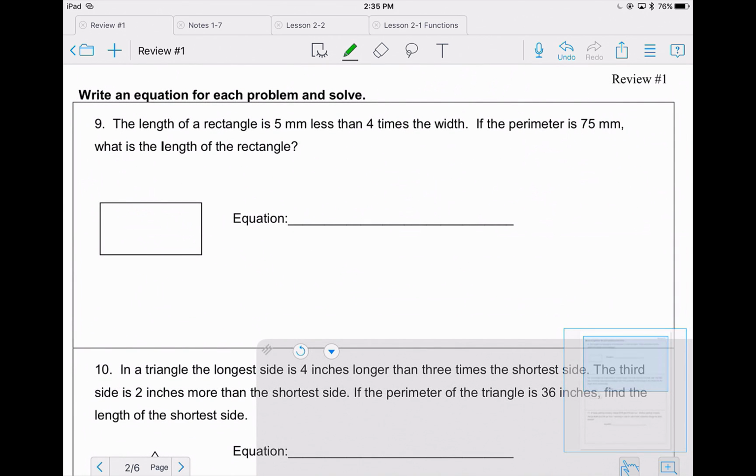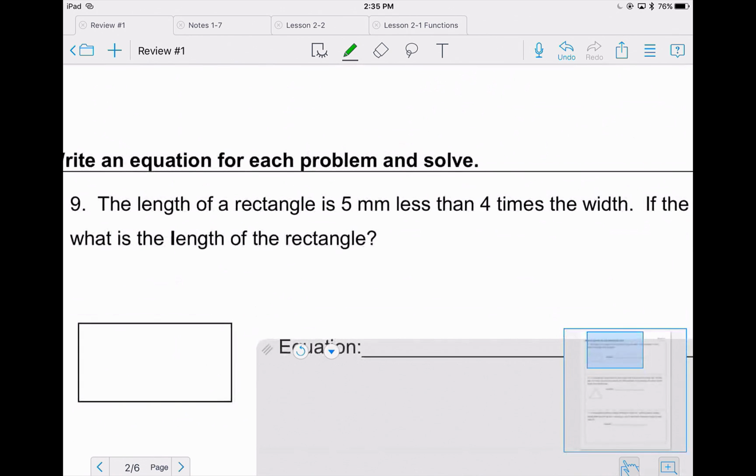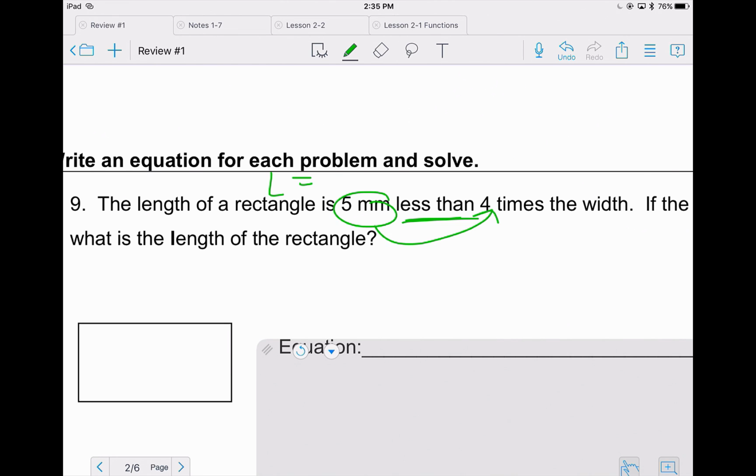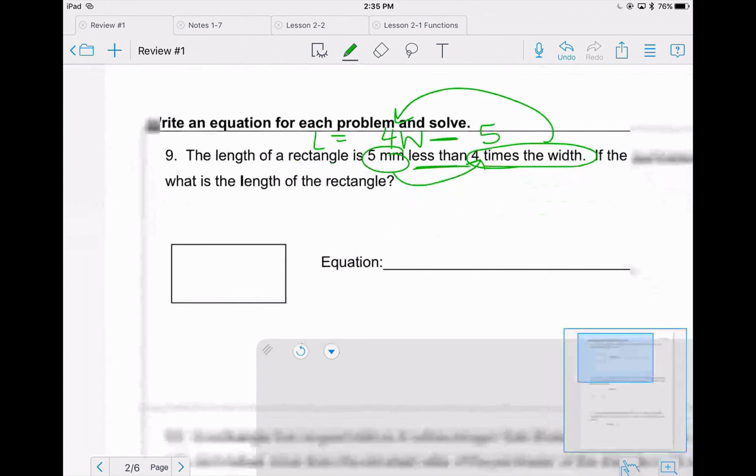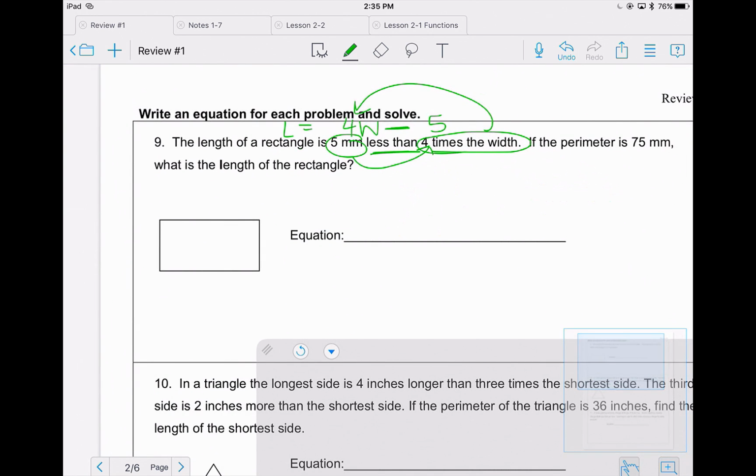These problems ask us to write an equation and solve. So problem 9, the length of a rectangle is 5 less than 4 times the width. The perimeter is 75. What is the length? So the length means equals 5 less than. Remember, less than is a switch word. So 5 is going to go in the back. 4 times the width is going to come in the front. Okay, so length equals 4w minus 5, and then they give us the perimeter.